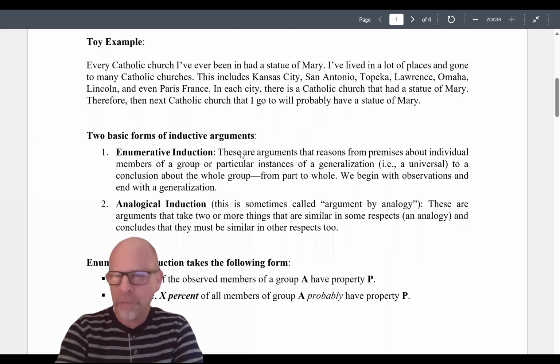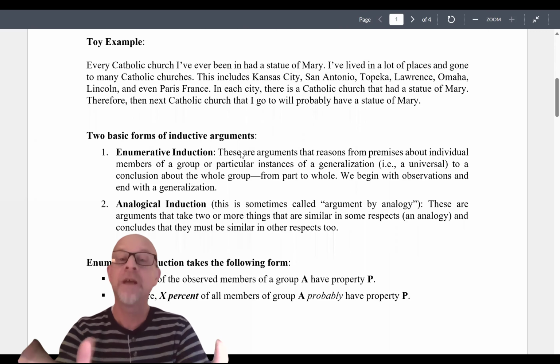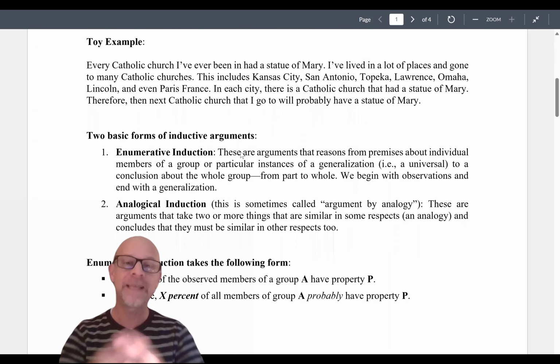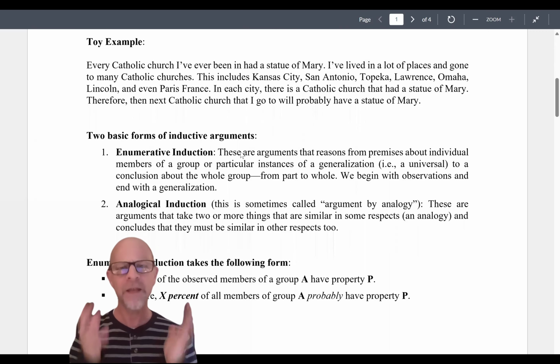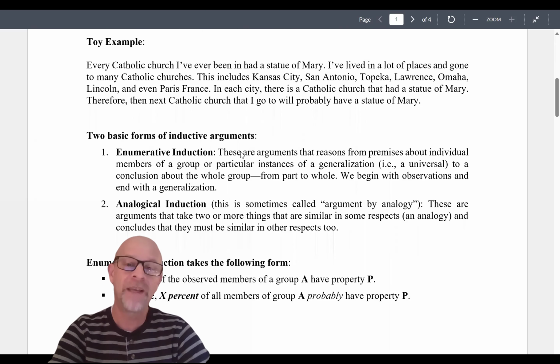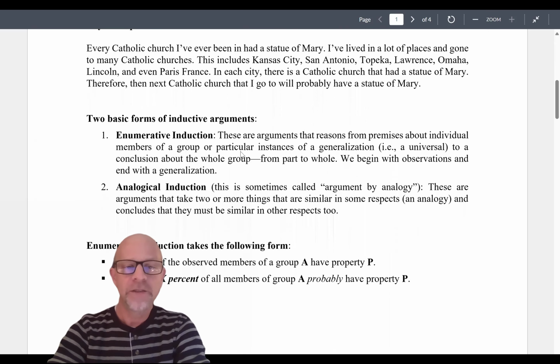And here, it looks like it's probably a fairly good argument because most Catholic churches do seem to have a statue of Mary. But nonetheless, it could be the case that the next Catholic church I go into doesn't have a statue of Mary, right? I can certainly conceive of a situation. I can imagine a case where the conclusion is false, even though all of those premises are true. And so that tells me that it's inductive reasoning, because first of all, it's not valid. Nonetheless, it's still very likely, right? It's still highly probable, even though I don't have a guarantee of the truth of the conclusion. The conclusion still seems very likely. Okay, so that's the toy example.